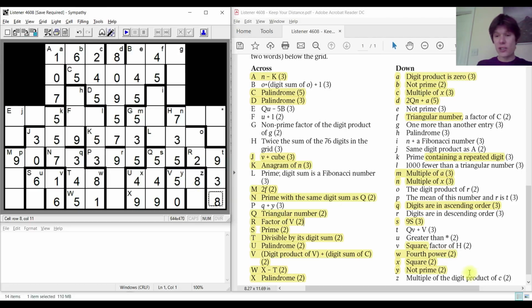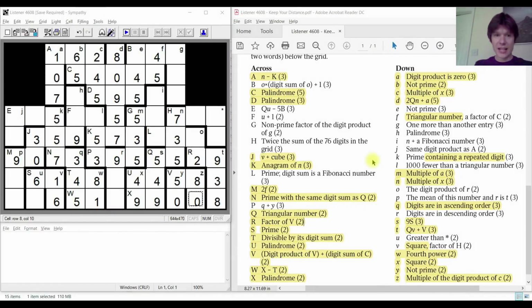We also know that the digit product of little c is 2 times 4 times 5, which is 40, and little z is a multiple of that, so must be 80. So we can fill that one in too, and we can cross off the clues for little z and also little t, which we've just filled in.